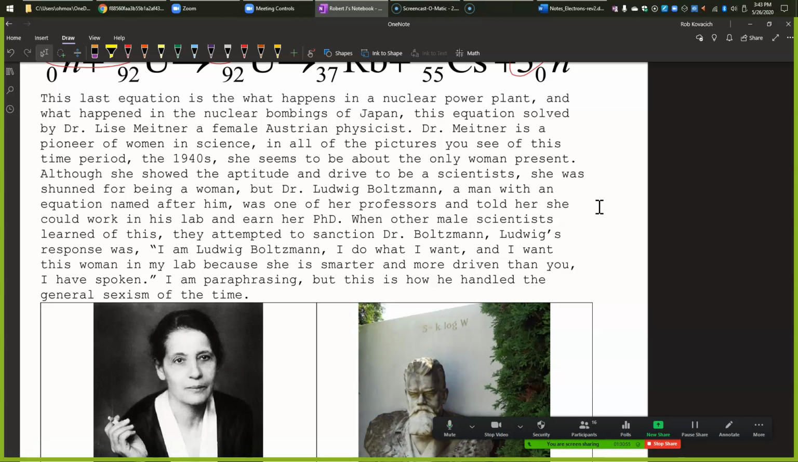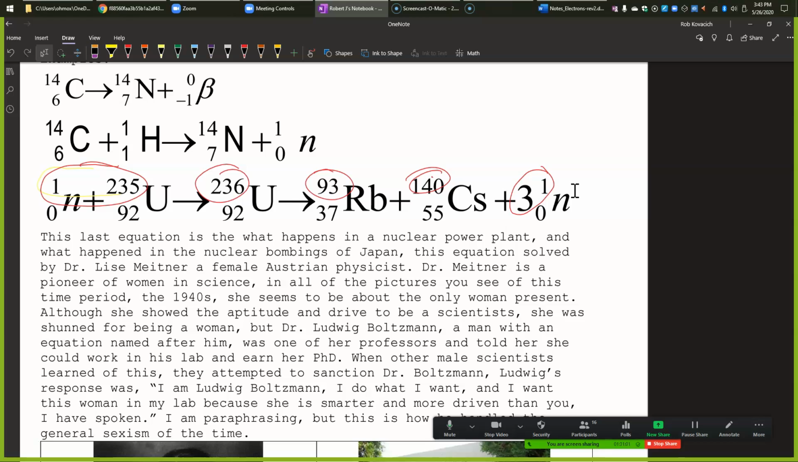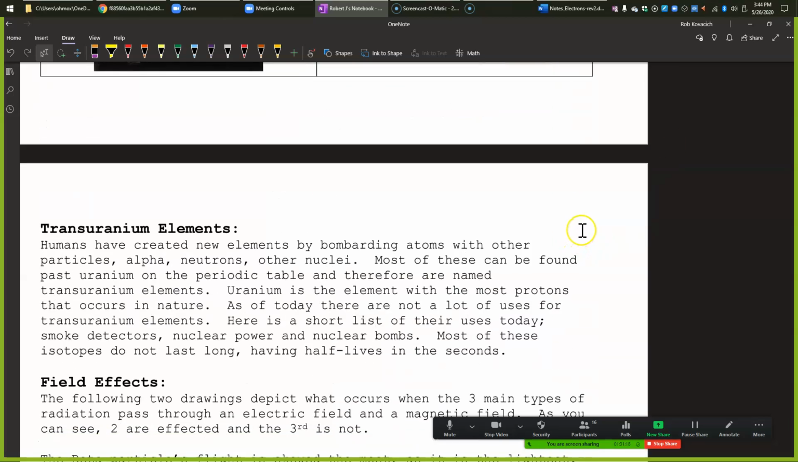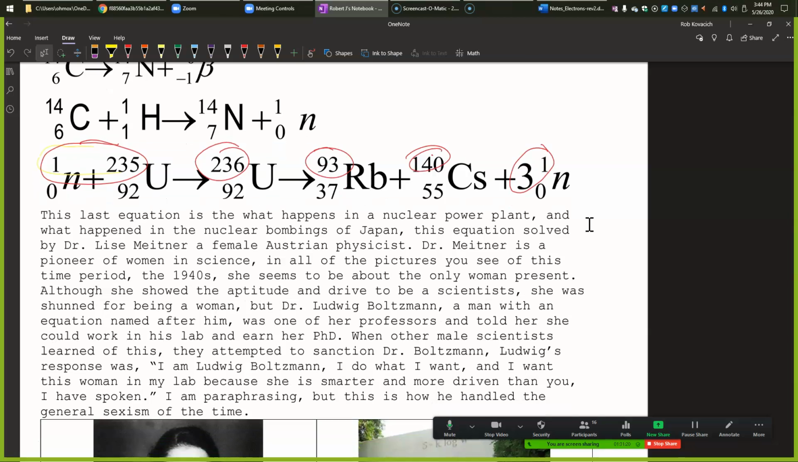Ooh. And then another night in a bar, she wrote this equation down on a cocktail napkin, and it turned out to be correct. The 235 turning into the rubidium and cesium. Nice. And we're definitely going to talk more about that reaction later.